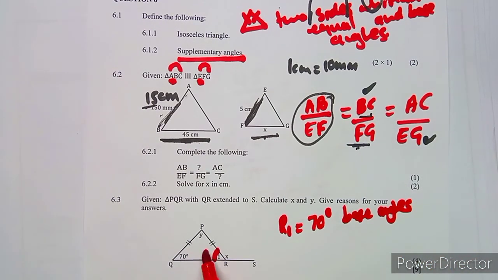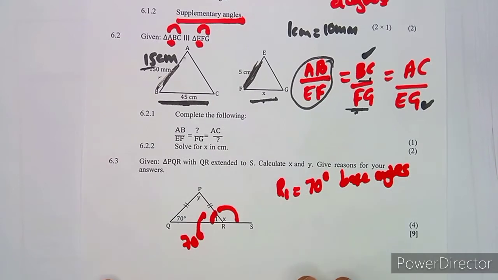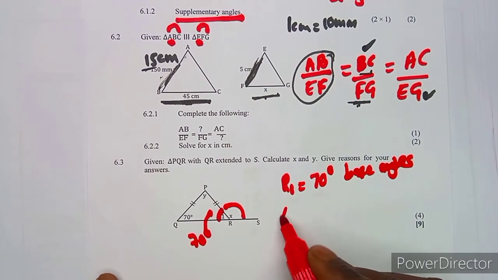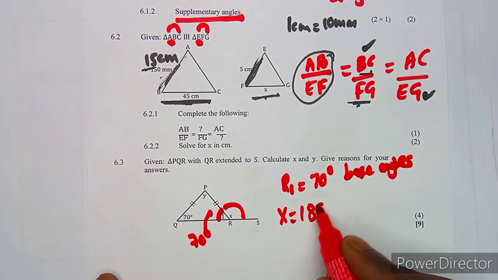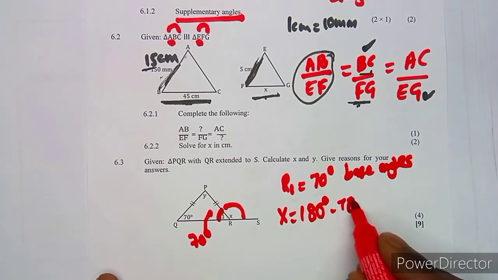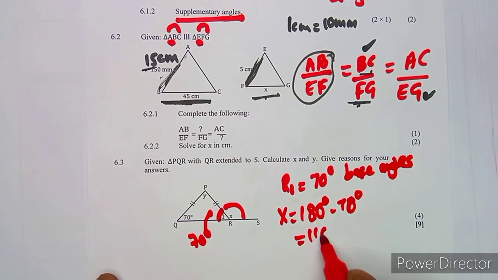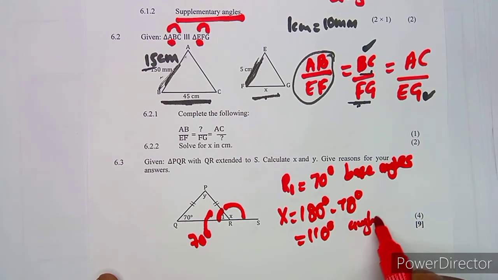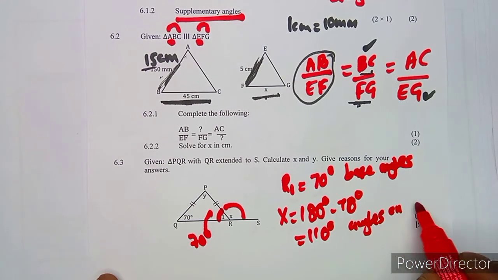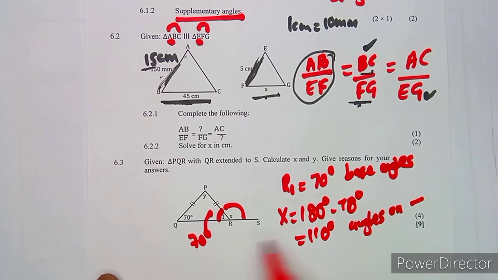So if this is 70 degrees, it can help us to find this angle X there. Why? Because these are angles on a straight line. So therefore X is going to be 180 minus 70, which is actually 110 degrees. That's angles on a straight line. So this is going to give us 110 degrees, which is X.